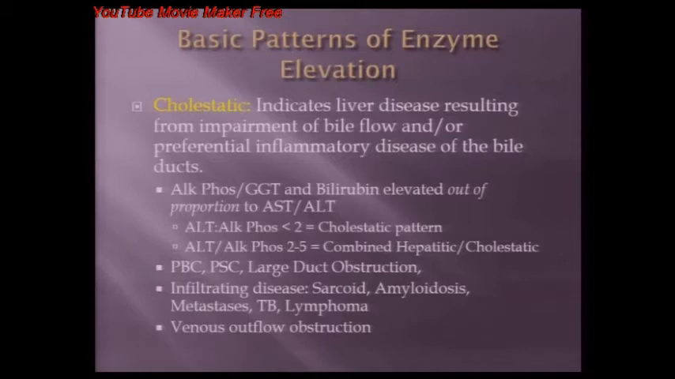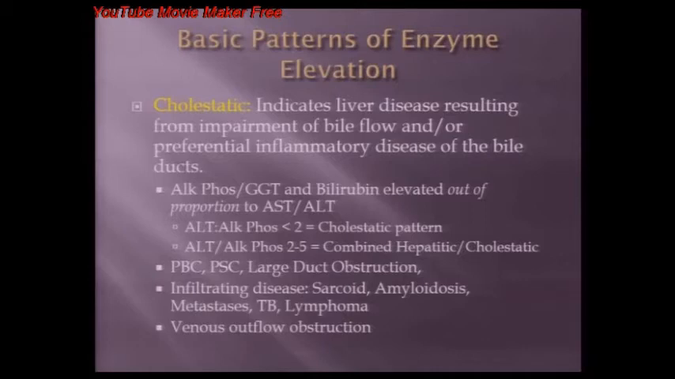Okay, this could be a blocked duct, this could be a primary disease like primary biliary cirrhosis, but usually when we see this pattern, we're thinking that the main issue is going to be with the bile ducts. One caveat is that infiltrating disease of the liver can also cause a preferential alk phos elevation over the AST and ALT, and by infiltrating disease, I mean things like sarcoid, lymphoma, amyloidosis, tuberculosis, and even metastases. Okay, so an alk phos elevation over the AST and ALT doesn't always mean biliary disease. It can mean infiltrating disease.